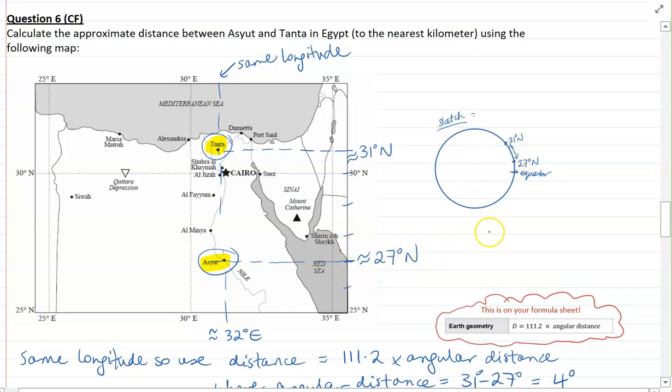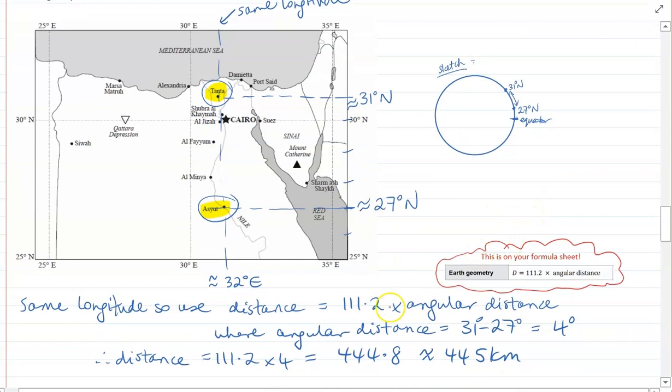So if I do a little sketch and have a look at that on the Earth, like I've cut the Earth in half, then you should be able to go, all right, the difference in their angular distance is 4 degrees. Because I'm using the same line of longitude, I'll use this particular formula from my formula sheet, and then I just simply plug it all in, and that gives me a distance of 448.8 kilometers, which rounding to the nearest kilometer is 445 kilometers.